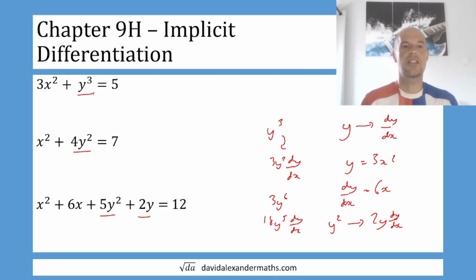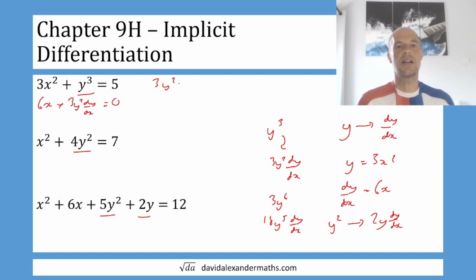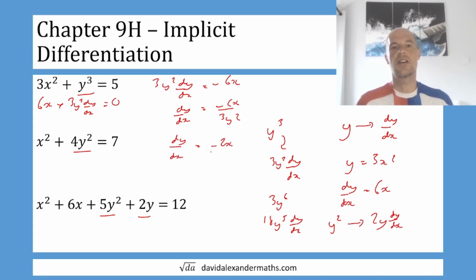So if 3x squared plus y cubed is 5, then we can simply differentiate the 3x squared, that is 6x, plus 3y squared dy by dx equals 0. And if we want the dy by dx, then what we're going to do is subtract 6x. So 3y squared dy by dx equals negative 6x. So therefore dy by dx is negative 6x over 3y squared. In other words, dy by dx is negative 2x over y squared. There we go. And there we have done that bit of differentiation.